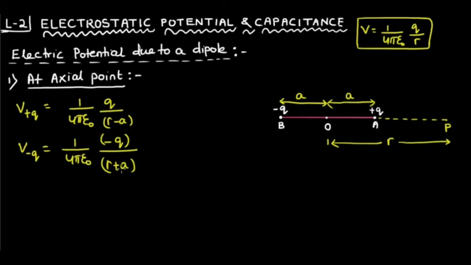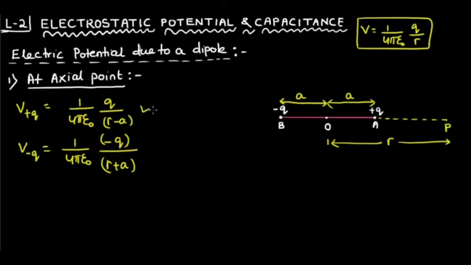So the sign part of the charge will be taken care of by the direction of electric field or by the direction of the electric force. But since electric potential is a scalar quantity, there is no direction. We must mention the sign of the charge, whether it is positive or negative. So while writing V minus Q, I have to write minus Q here. Is that clear?